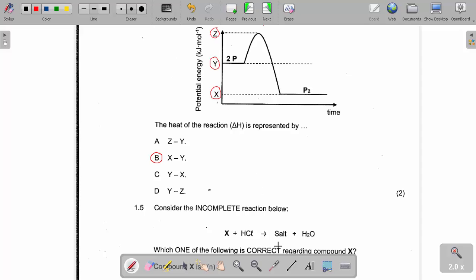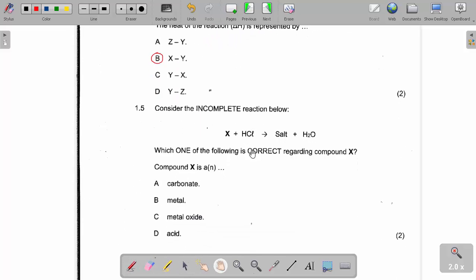Consider the incomplete reaction below: X plus HCl to give us a salt plus water. Which one of the following is correct regarding compound X? Now look at what we get. You're saying that when we react this X with an acid, we get a salt plus water. So when do we get a salt and a water?